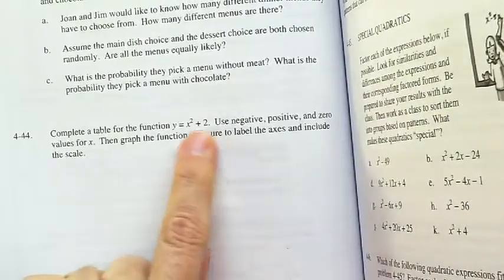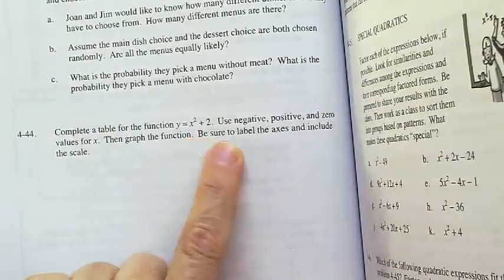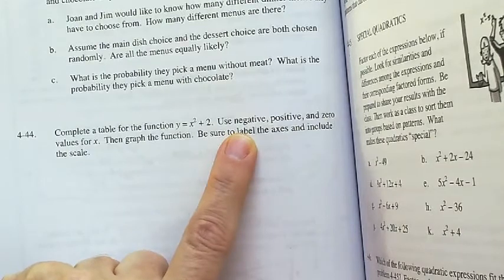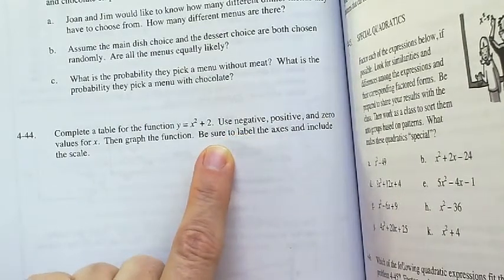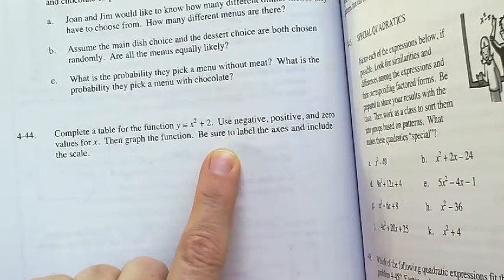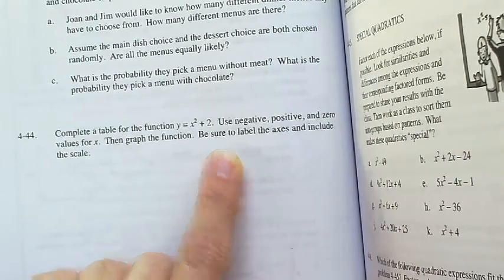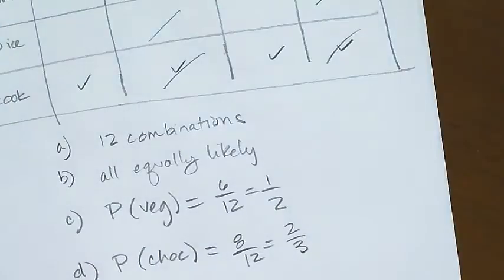Okay, for 444, complete a table for the function y equals x squared plus 2. Use negative, positive, and 0 values for x. Then graph it, label the axes, and include the scale. So you will need half a sheet of graph paper for this problem.